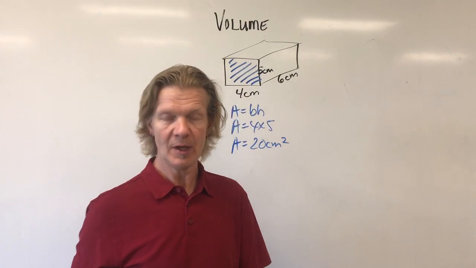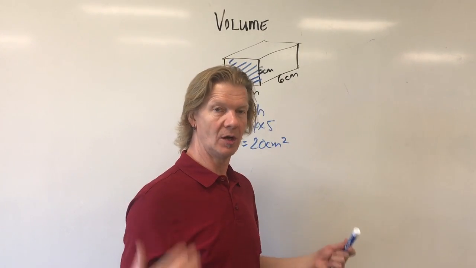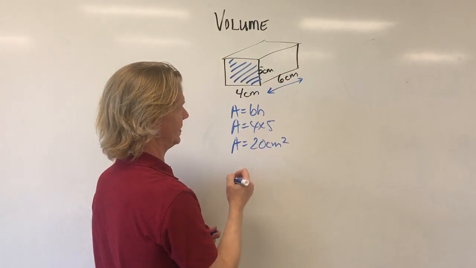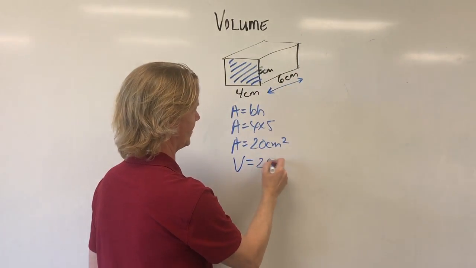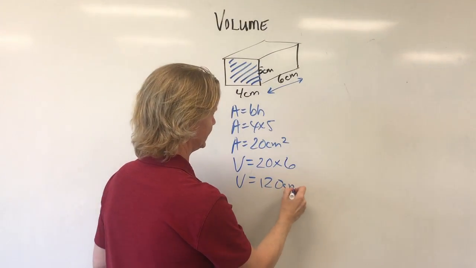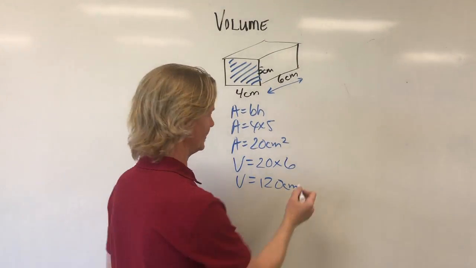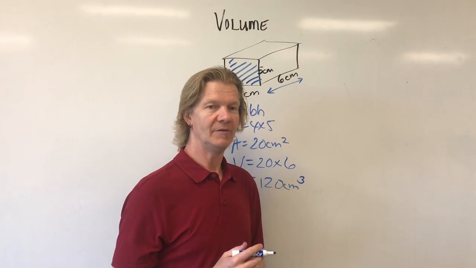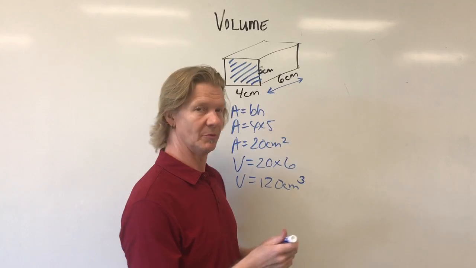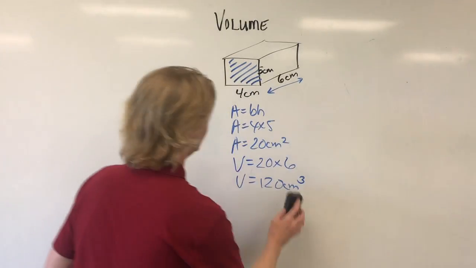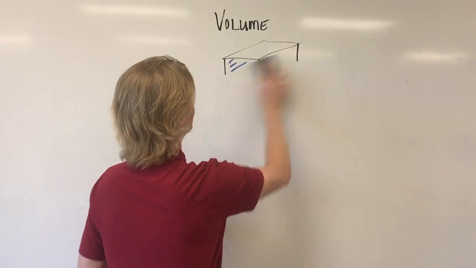And then in volume, I always multiply that by however long or tall or deep it is, right? And in this case, it's 6 centimeters deep, okay? So for the volume, I take this 20, I multiply by the other dimension, and I get 120 centimeters times centimeters times centimeters, which is centimeters cubed. And that's the way you do the volume of a square. That's simple stuff. Now, when I change to a triangular prism, not much else changes, to be honest.